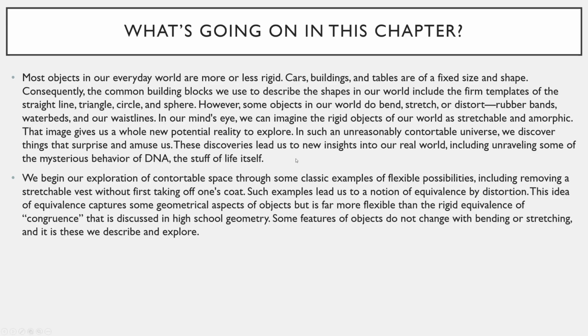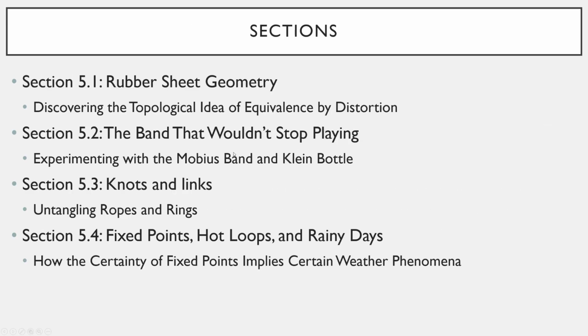And it's a very interesting chapter. So here's what we're going to do. We're going to cover these four sections. Section 5.1, we'll talk about rubber sheet geometry. Section 5.2, we'll talk about the band that wouldn't stop playing. Section 5.3, we'll do knots and links. And Section 5.4, we'll do fixed points, hot loops, and rainy days.